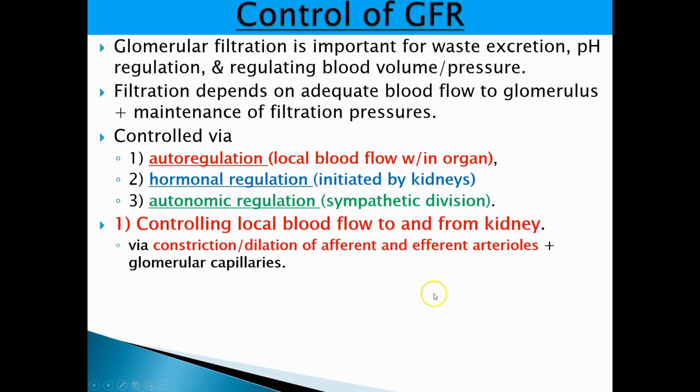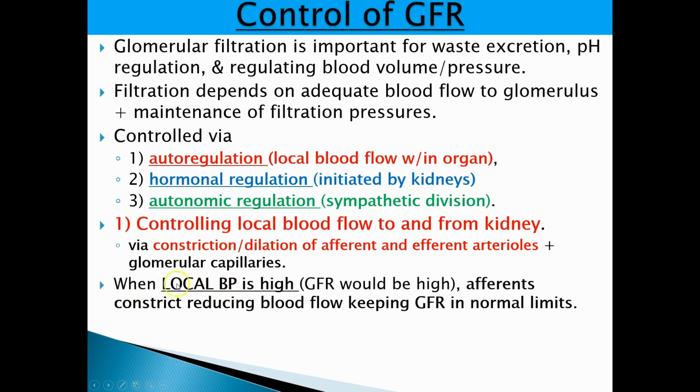Now, with autoregulation, you have a few things to understand. We're controlling local blood flow to and from the kidney by either constricting or dilating the afferent and the efferent arterioles, and to a lesser extent the glomerular capillaries, which we are not going to focus on. So here's the question. If local blood pressure is high, and again, the key is local, because as I've stressed, what happens systemically does not mean it has to happen locally, then GFR would be high. What would happen to slow down this GFR is the afferent arterioles would constrict, and therefore there's less blood flow to the glomerulus, and therefore it puts the GFR in normal limits.